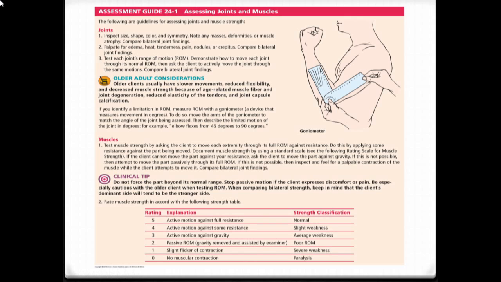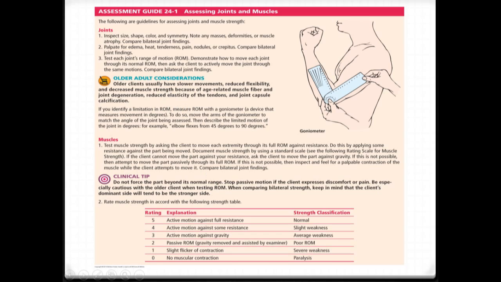When we test the range of motion, we need to demonstrate how they're going to go through normal range of motion. And then we're going to have them move it that way. And then we're going to compare that bilaterally. You're also going to do it against resistance. See if they can do it against resistance.